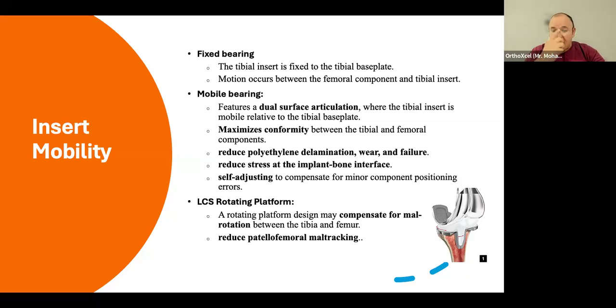Rotating platform is the idea. The idea is to compensate for any malrotation you've done. If you do malrotation while you're inserting your components, the rotating platform will compensate for that. So the rotating insert platform can easily accommodate the malrotation of your tibial or femoral component. So it definitely reduces the soft tissue imbalance, definitely reduces the patellar tracking problems.